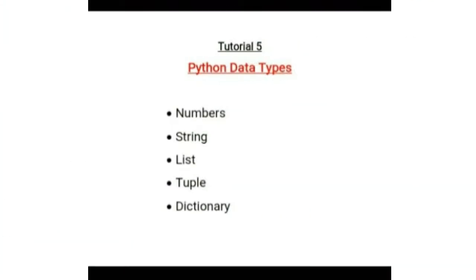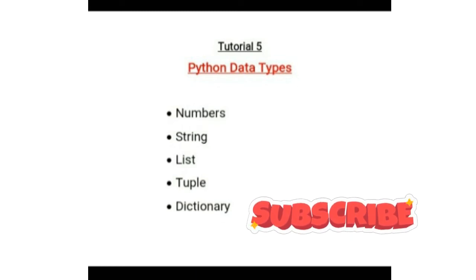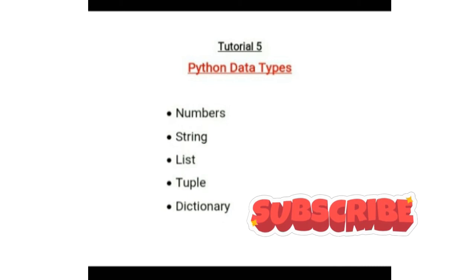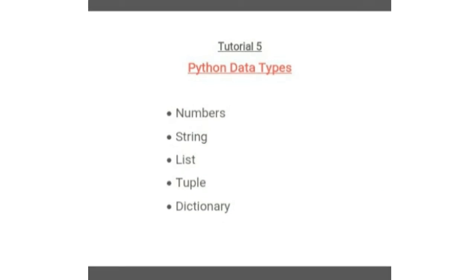Everyone, here's Mayuri back with tutorial 5 on the data types of Python. Here are some of the data types: number, string, list, tuple, then dictionary, and we are going to see them one by one in detail. So, my dear friends, let's begin.